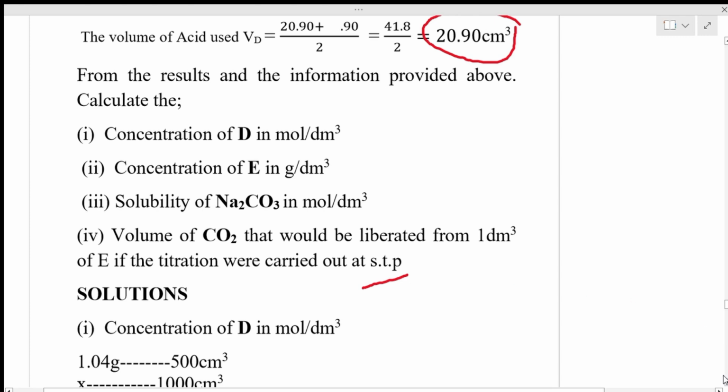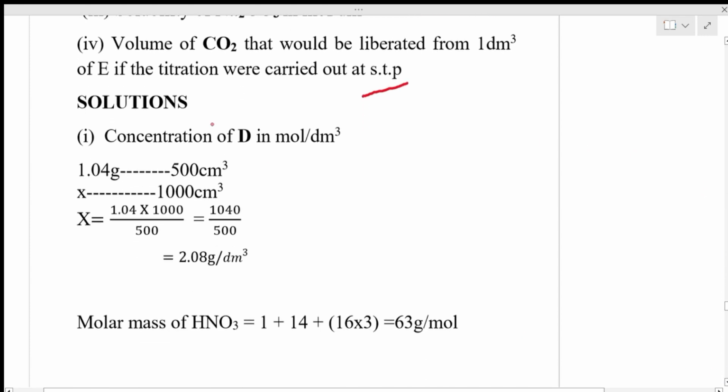All right. Now, the first thing to do is to convert the value of 1.04 of D given in 500 cm³ to dm³. So after our conversion to gram per dm³, you will have 2.08 gram per dm³. So you didn't need to calculate also your molar mass of HNO3.